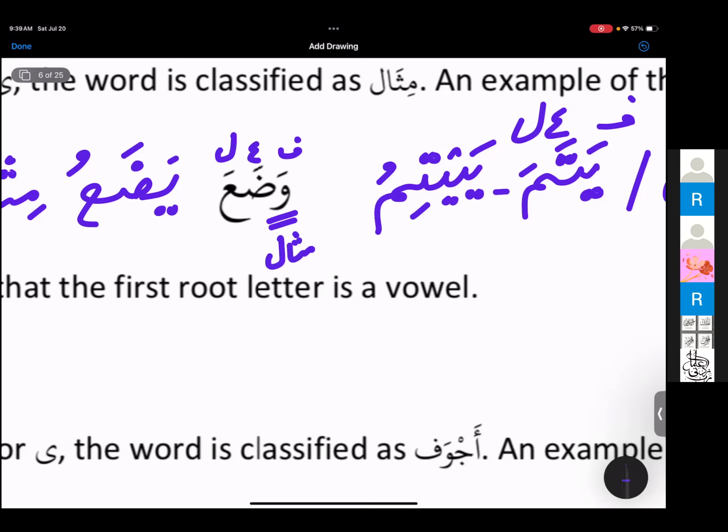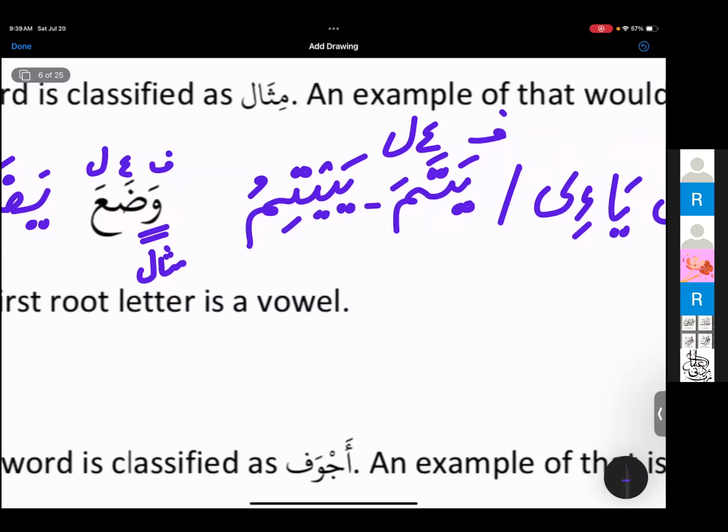Now look at another example, yatama. What is my fa kalima over here? What is my ain kalima? Ta. What is my lam kalima? Meme. Yatama. So what kind of irregularity is there?